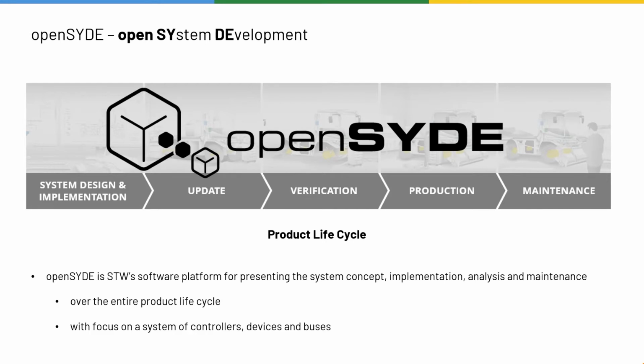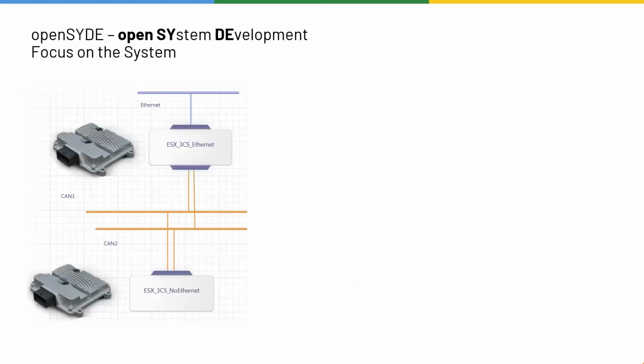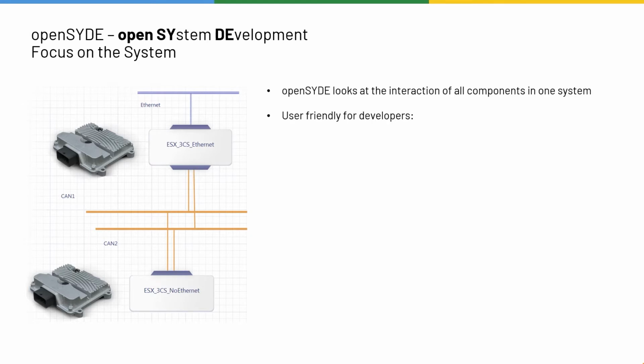In this example, the system consists of 2 controllers, 2 CAN buses, and 1 Ethernet bus. The developer can now start the development environment for application programming from openSYDE by clicking on the corresponding node.